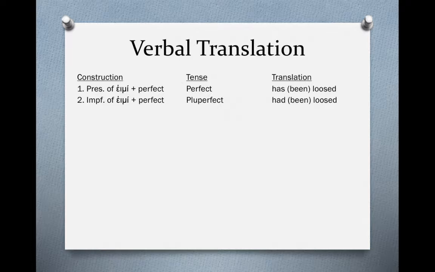Sometimes we'll see the imperfect form of eimi plus the perfect participle, and the tense that's indicated by that would be the pluperfect. And that's the grammatical description of, well, instead of has, had. Because it's a perfect action, but it happened in the past. So instead of he has been loosed, now it's he had been loosed, and it's a reference to the past. If we have a future form of eimi plus the perfect participle, this would be the future perfect tense, and the translation would be he will have been loosed.